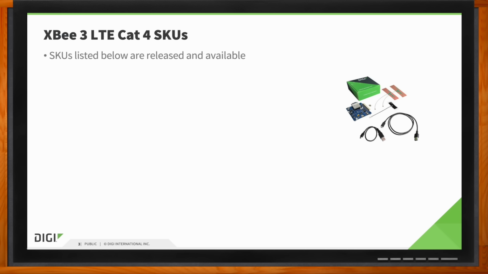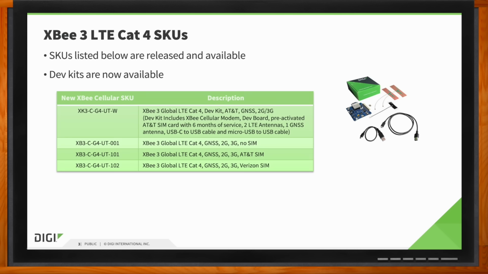Yeah, so today we have a global SKU available with a dev kit that provides everything you need to develop a full end-to-end product from start to finish. And that includes 6 months of free cellular service in that dev kit. This should allow our customers to quickly and easily develop a full end-to-end solution with our XBee LTE Cat 4 integrated.